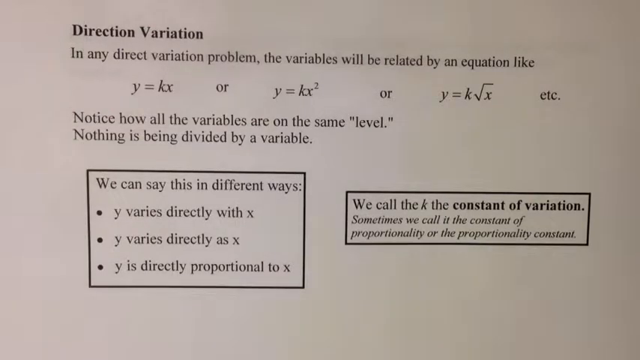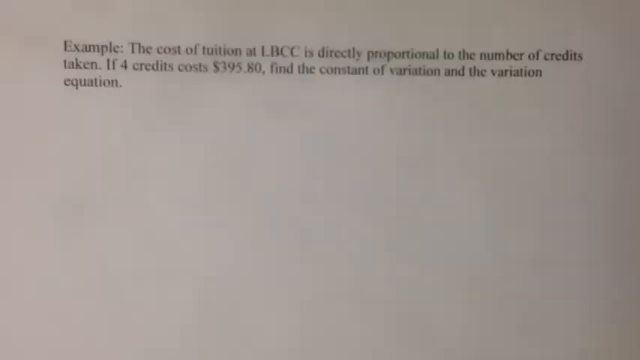A problem that wants you to use direct variation might say it in a few different ways. You could say y varies directly with x, y varies directly as x, y is directly proportional to x. All of those mean that you're going to be using some kind of direct variation. Let's look at an example. The cost of tuition at LBCC is directly proportional to the number of credits taken. If 4 credits costs $395.80, find the constant of variation and the variation equation.